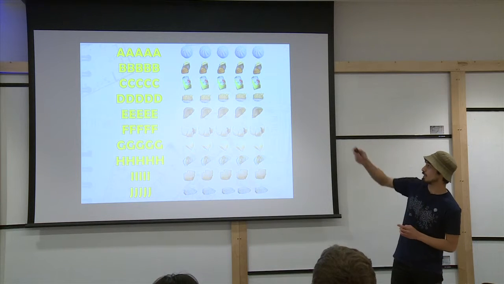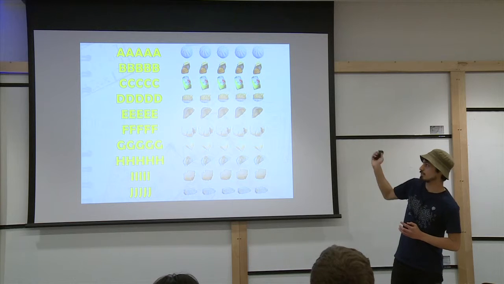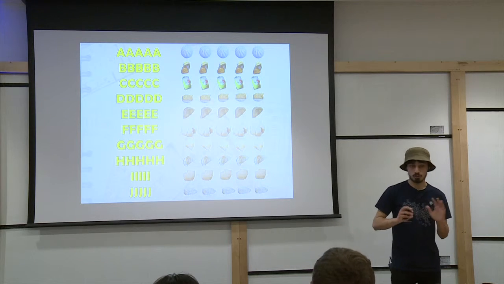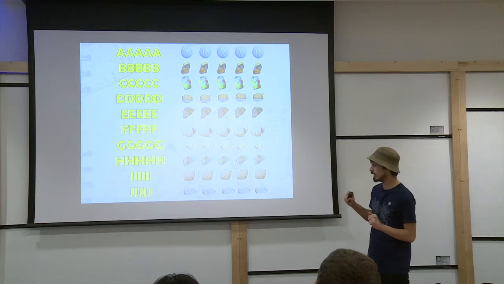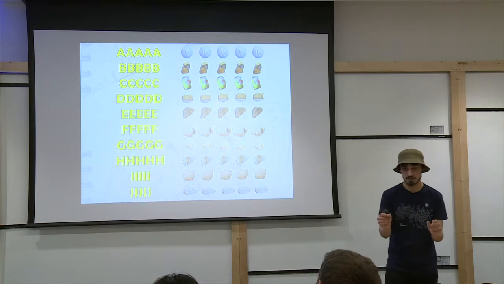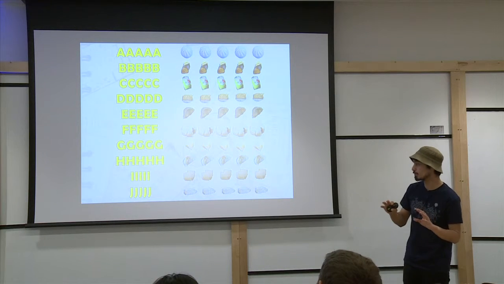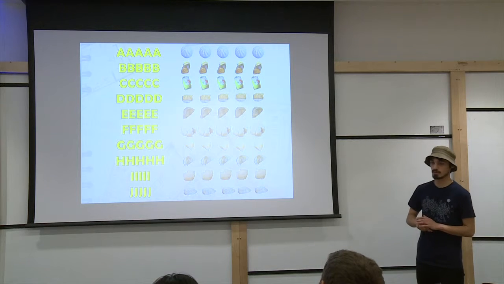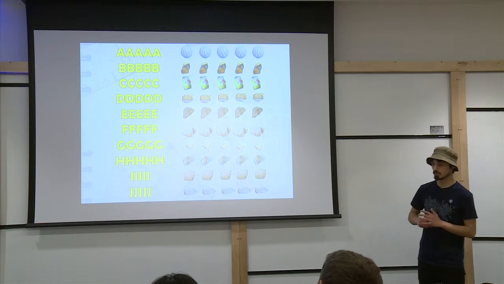So as we can see, we know which ones are A, B, C, D, etc. The question we want to pose to you is, can we do it in fewer plates? And what is the fewest number of plates that we need to identify which is which?